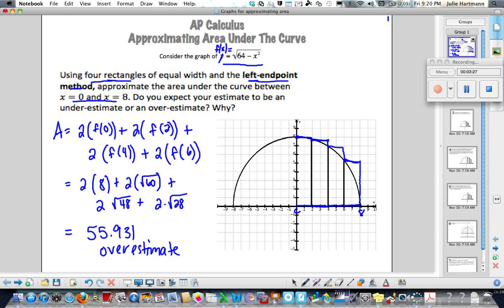So that's the first one. That is the left endpoint method, also called a Riemann sum, which we will talk about more in the next lesson. So that is the first way. I'll stop here. The next pencast will show you this.